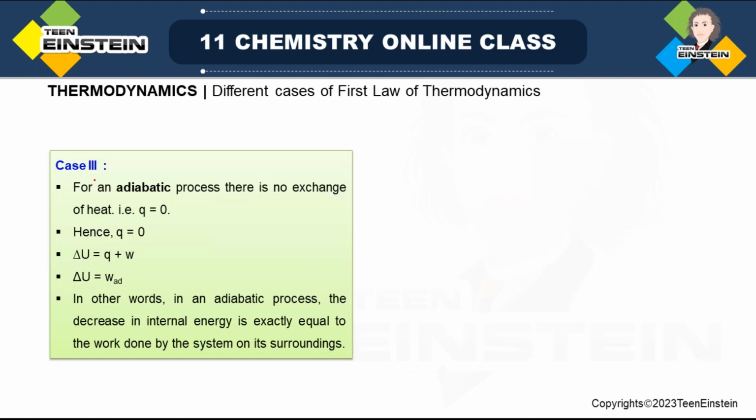Case 3, adiabatic process. That means Q will be now 0. Now as there is no exchange of heat, Q is 0. So this equation now will be reduced to del U equal to W. We are using the subscript AD. AD means adiabatic. So what we can say here is that the decrease in internal energy is exactly equal to the work done by the system on its surroundings.